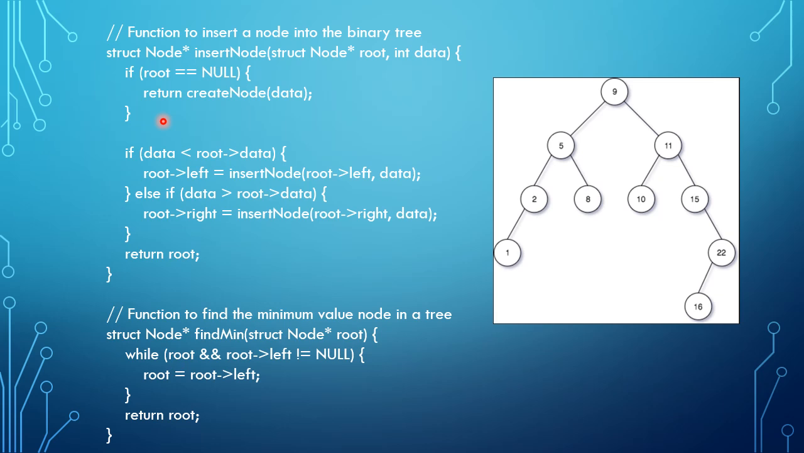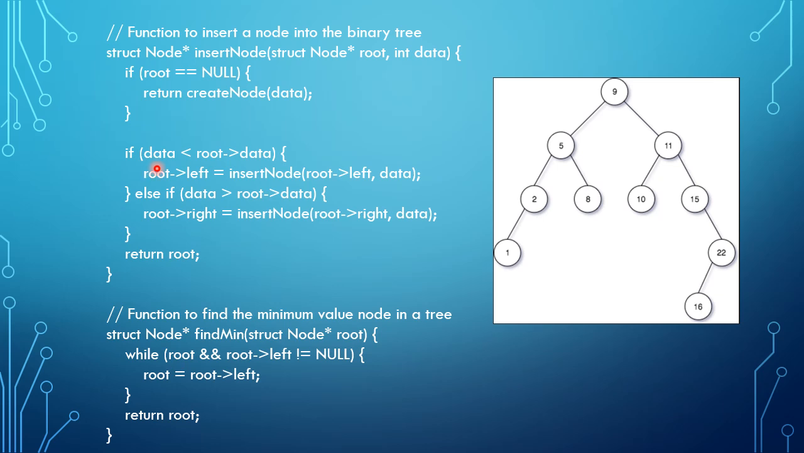Then we directly assign the new node to the binary search tree, that is, return create node of data. So the new node of data partition is created, so that becomes the root node. Now case 2, that is, there are already nodes present in the tree.